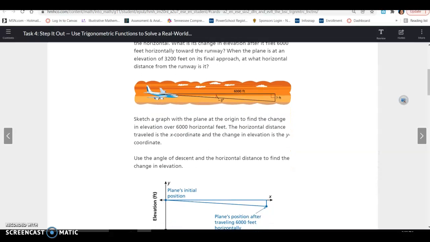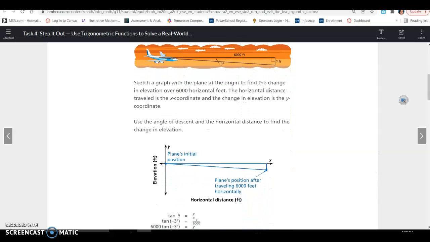All right, so it gives us a picture here, and it shows us that this distance here is 6,000, and we're looking for this unknown distance here. And this is negative 3 degrees. So we're going to sketch a graph with the plane at the origin to find the change in elevation over 6,000 horizontal feet. The horizontal distance traveled is the x-coordinate and the change in elevation is the y-coordinate. Use the angle of descent and the horizontal distance to find the change in elevation.